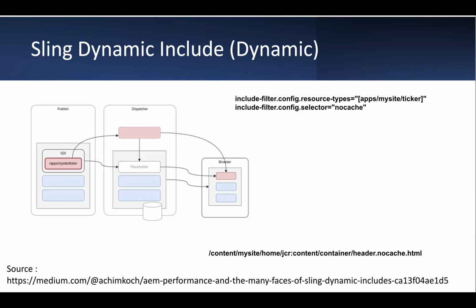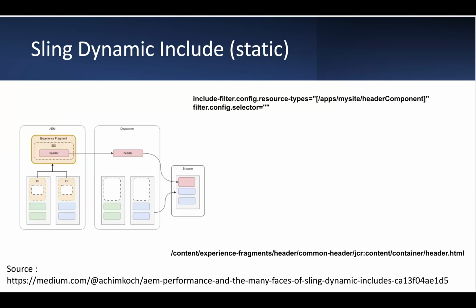Next is when we want to use Sling Dynamic Include, but want to include it statically. What I mean is a very usual use case, when we have the header and footer being created by experience fragment.